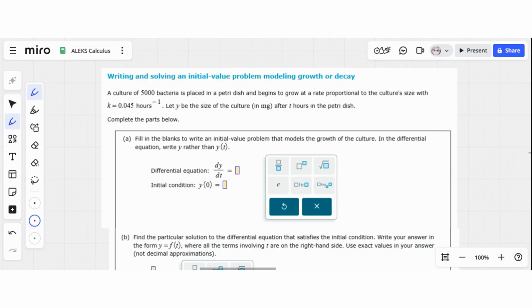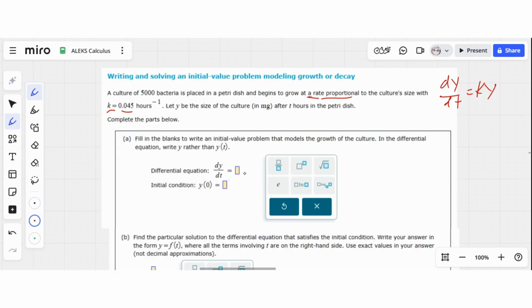This one says a culture of 5,000 bacteria is placed in a petri dish and begins to grow at a rate proportional to the culture's size. Those are our key words to know that we have a differential equation here. In general, the rate at which something grows, dy/dt, is going to be proportional, some constant, times the amount of stuff that's there, times the function itself. So that's our general differential equation for this situation. In this case, they're telling us that k equals 0.045.